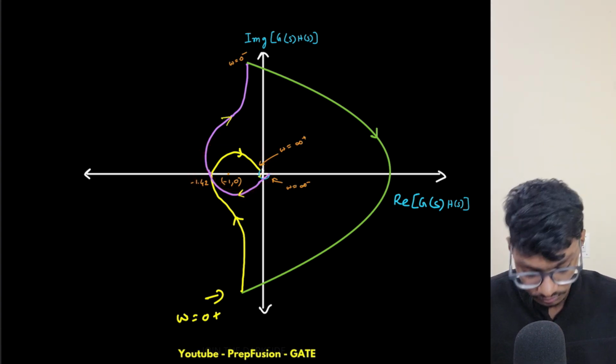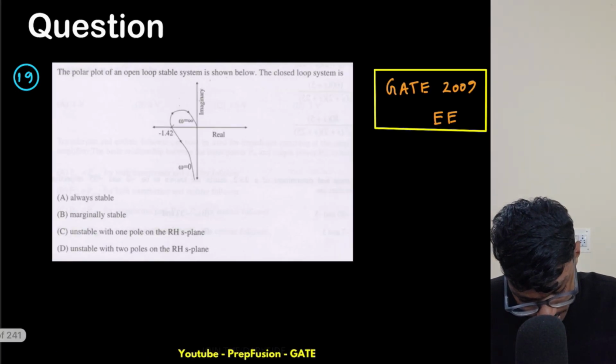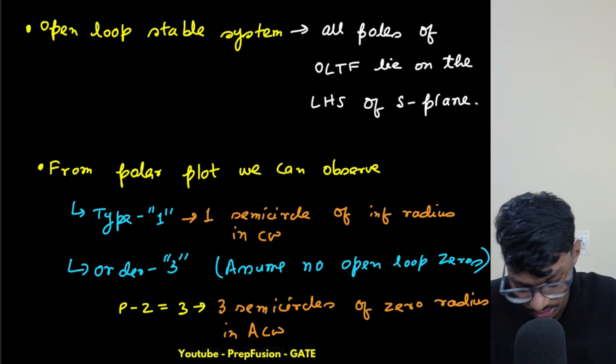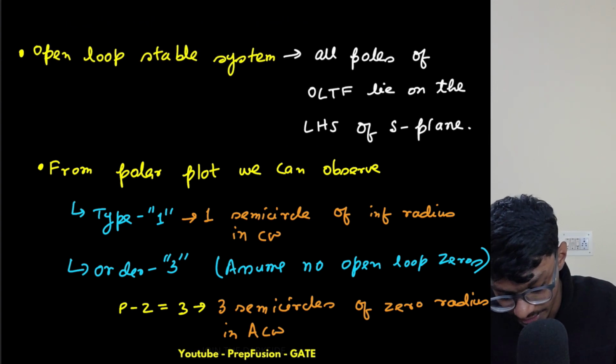So how many encirclements are there? Obviously I'm assuming a clockwise Nyquist contour. They haven't given us anything, so I'm assuming a clockwise Nyquist contour, right? So that is the first thing. I should have written it here. If it is not written, obviously by default we consider a clockwise Nyquist contour.